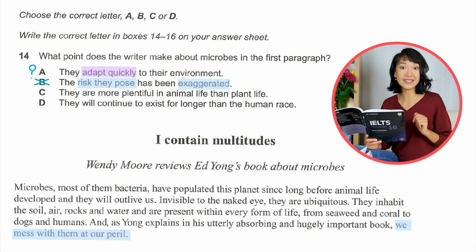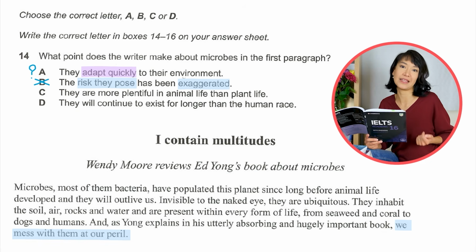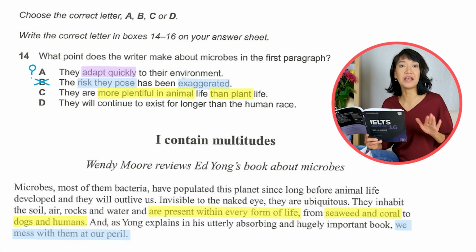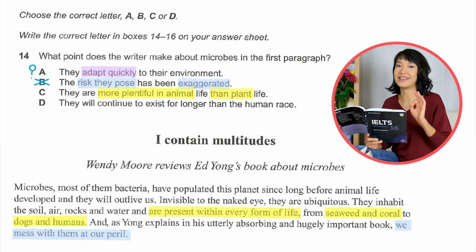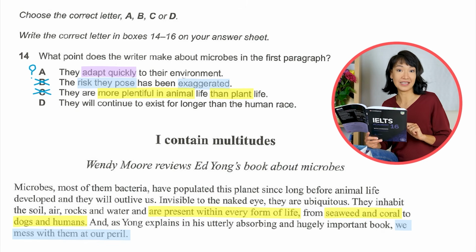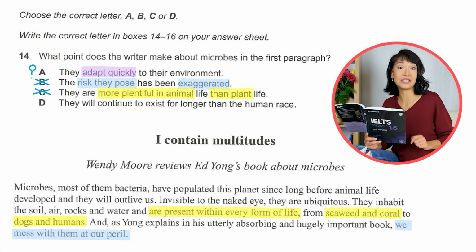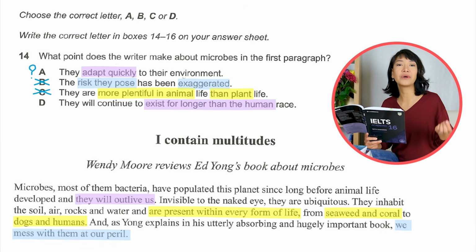So this is the opposite of option B. Cross it out. C. They're more plentiful in animal life than plant life, or there are more microbes in animals than plants. Is it true? Our passage says that they are everywhere in animals and plants, so we don't know if animals have more microbes or not. This means this option is incorrect. Finally, D. They will continue to exist for longer than the human race. Indeed, in the passage I found this. They will outlive us. They will live longer than us, the human race. Option D is our answer.